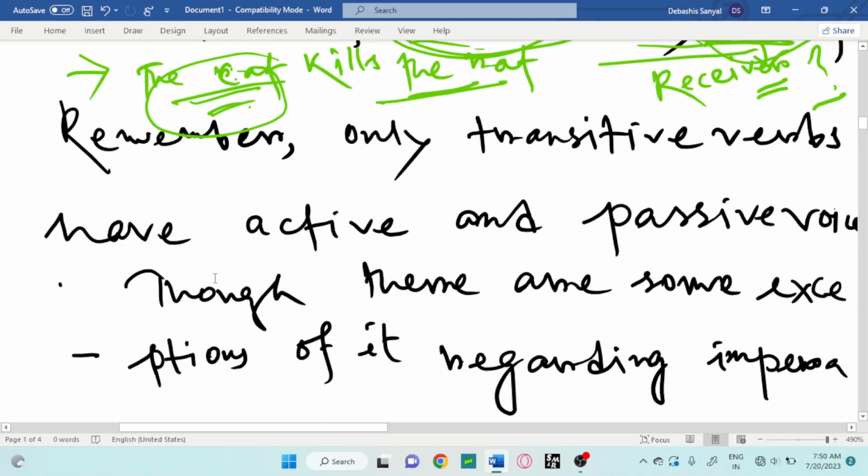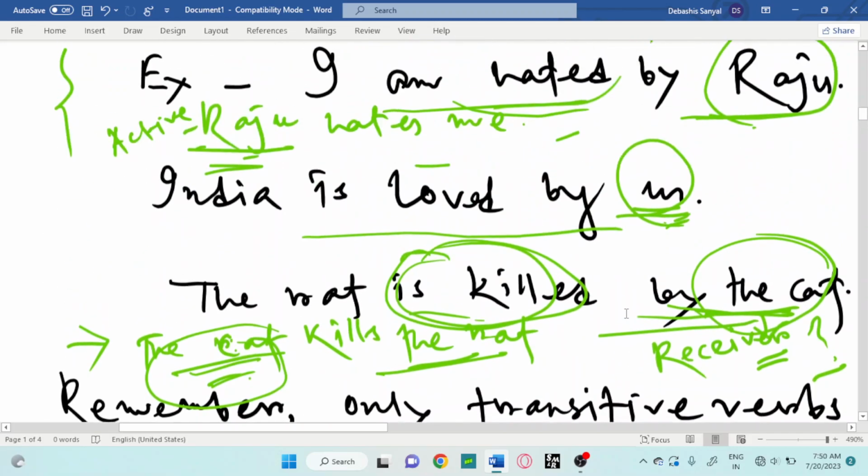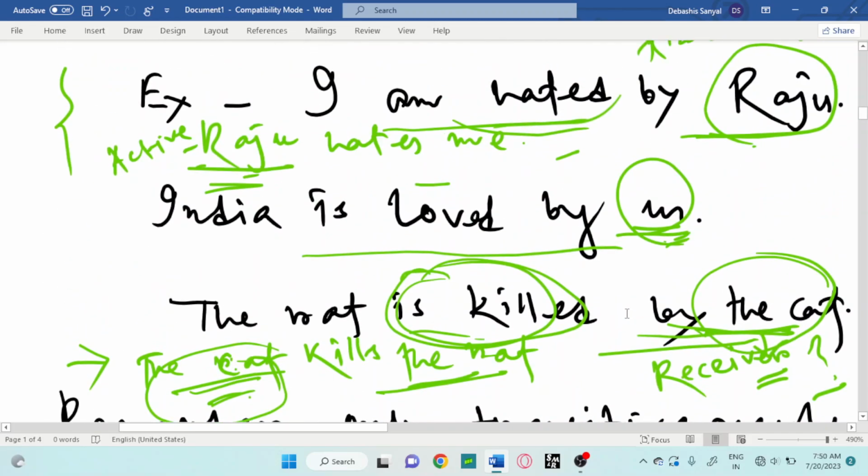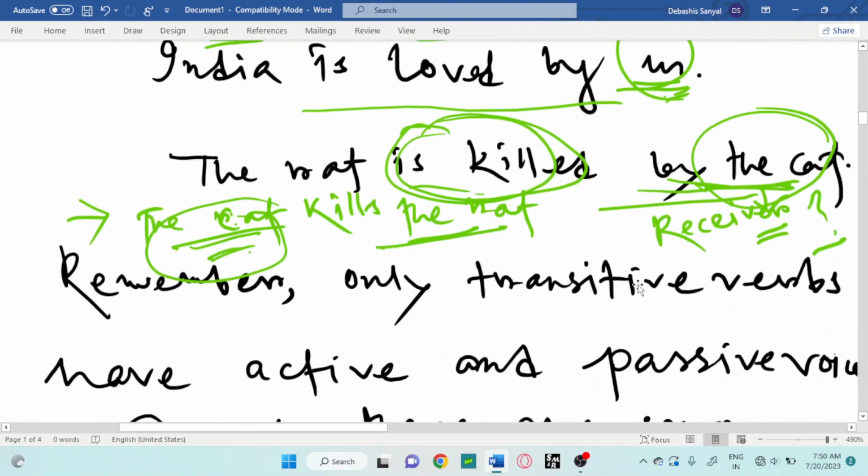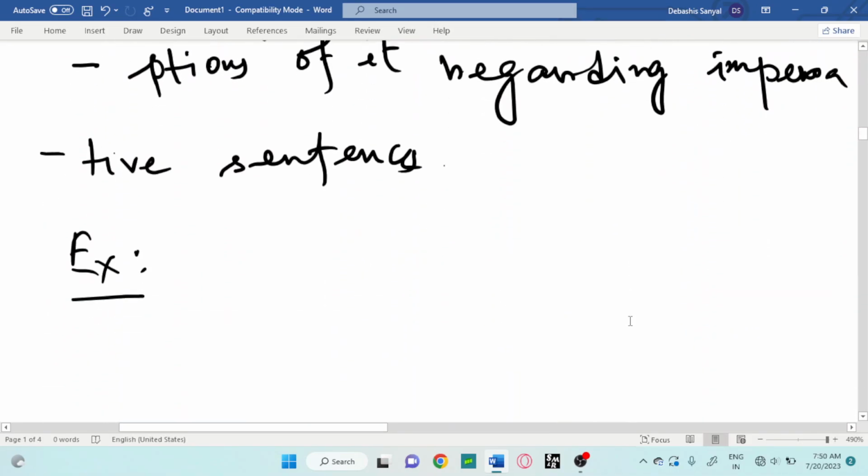Remember, only transitive verbs have active and passive voice. In the examples I have already discussed regarding active and passive voices, you see that all the sentences have verbs with objects. What are transitive verbs? Transitive verbs are those which have objects.